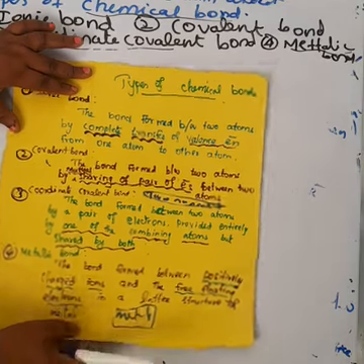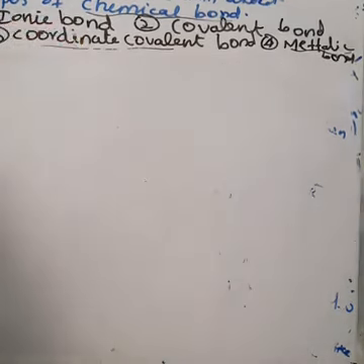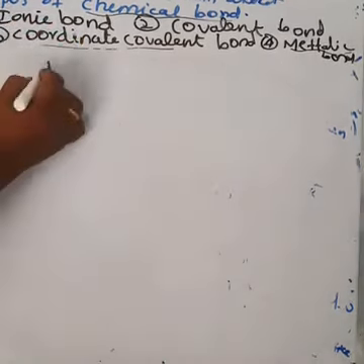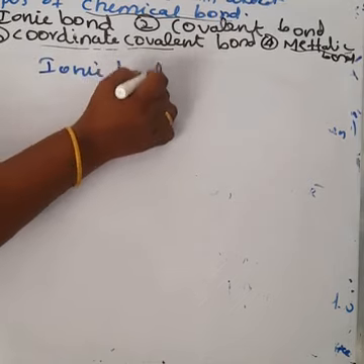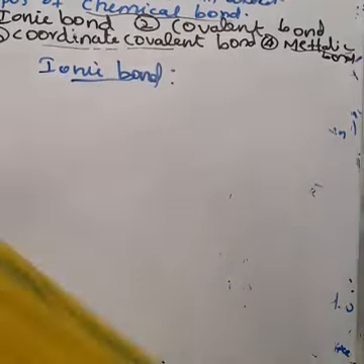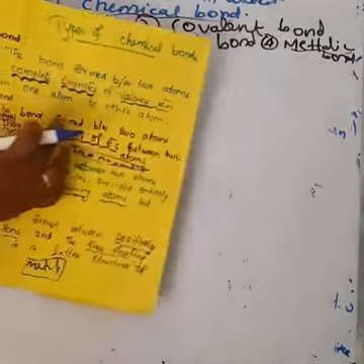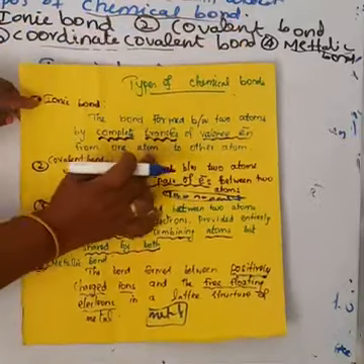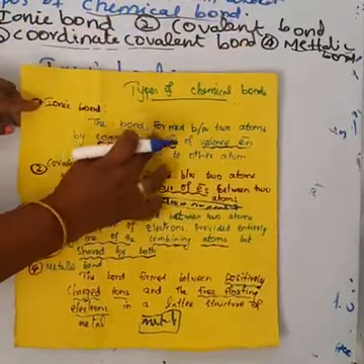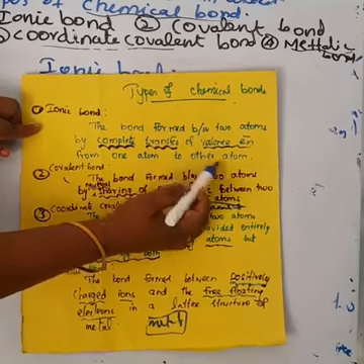First, ionic bond. What do you mean by ionic bond? Ionic bond means the bond formed between two atoms by complete transfer of valence electrons from one atom to another atom.